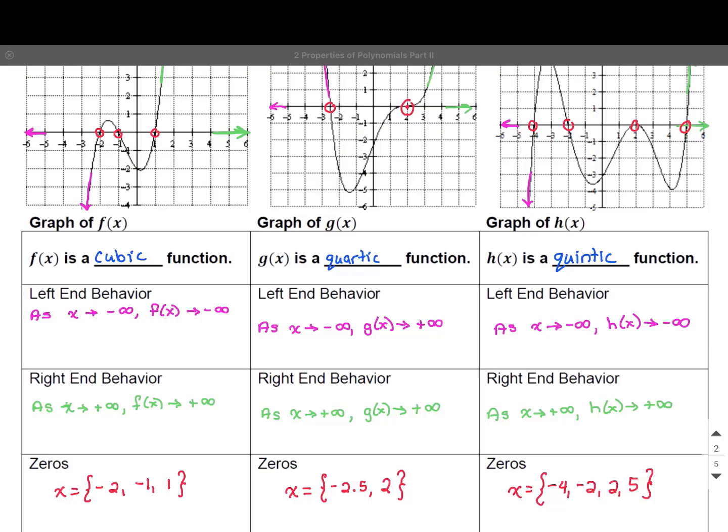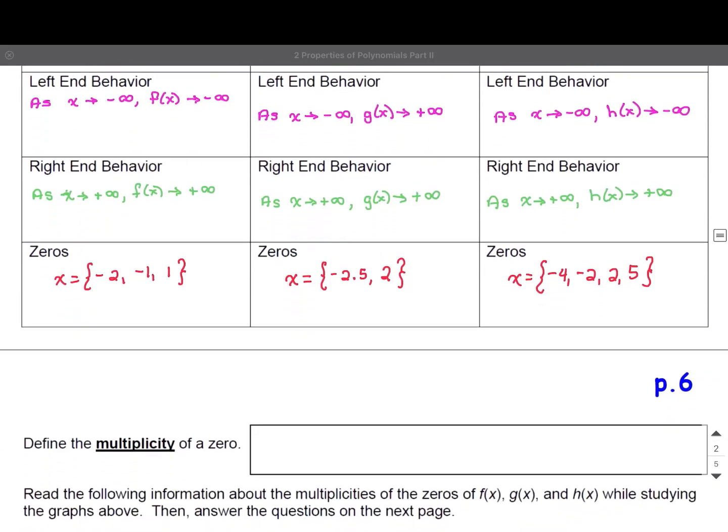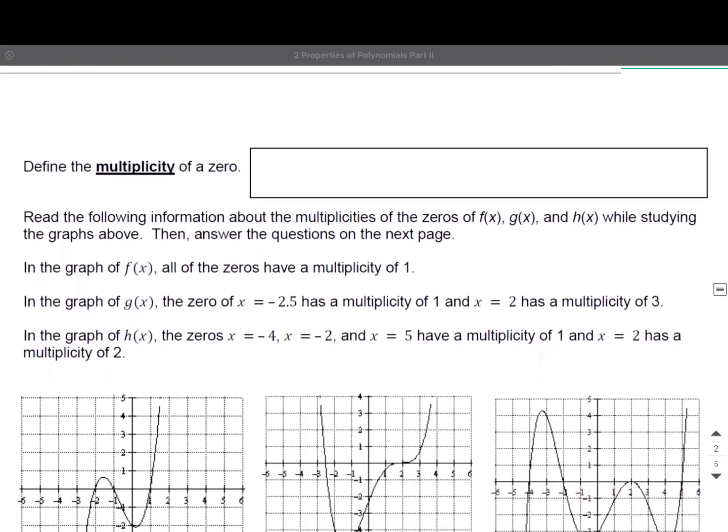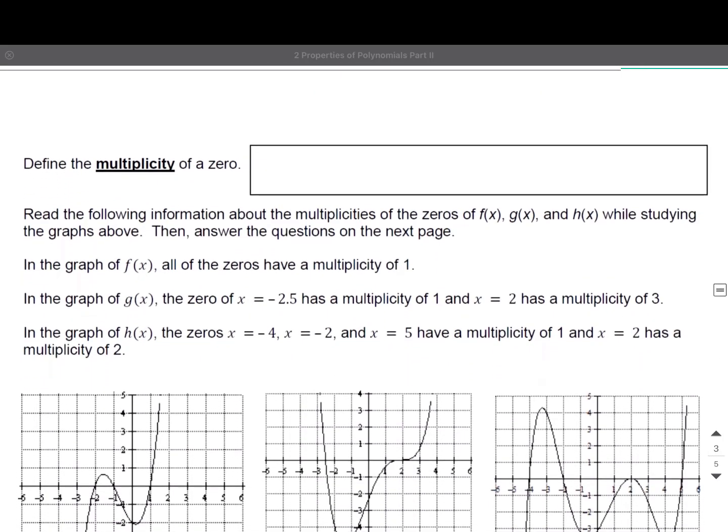Something to think about. Okay, so we need to define a new term. We're going to define the multiplicity of a zero. The multiplicity of a zero is the number of times a zero is a root.